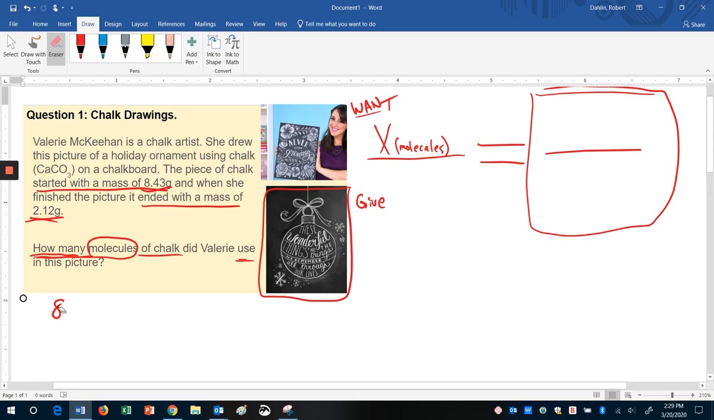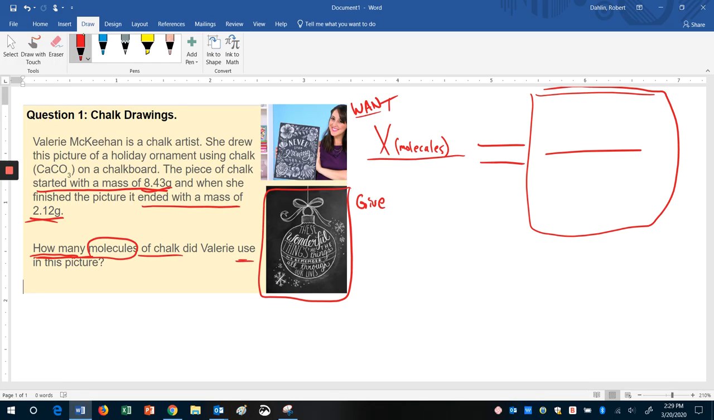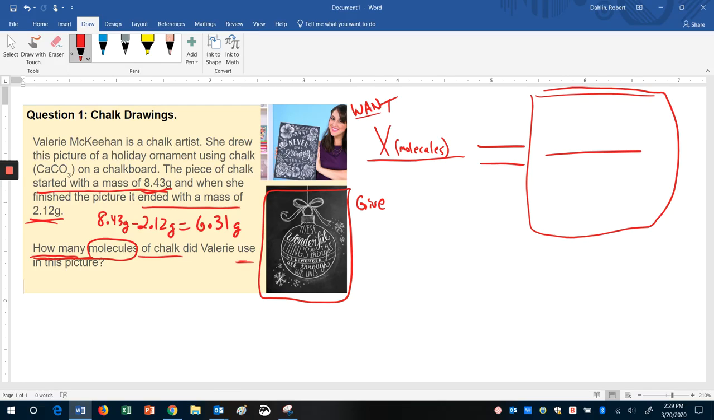I'm going to do this up here. So we got 8.43 grams minus 2.12 grams. And when I solve that on my calculator, 8.43 minus 2.12, I get 6.31 grams. That then is my given. That's actually how much chalk is in the picture.